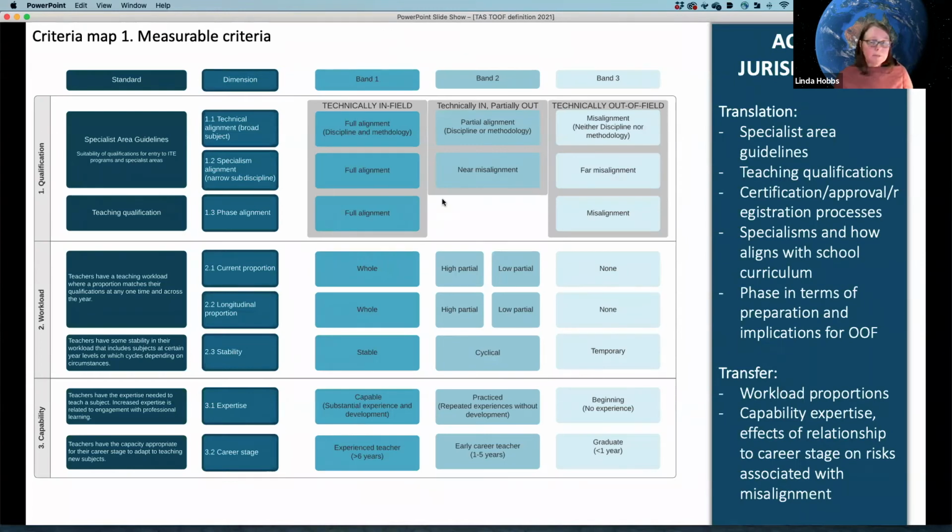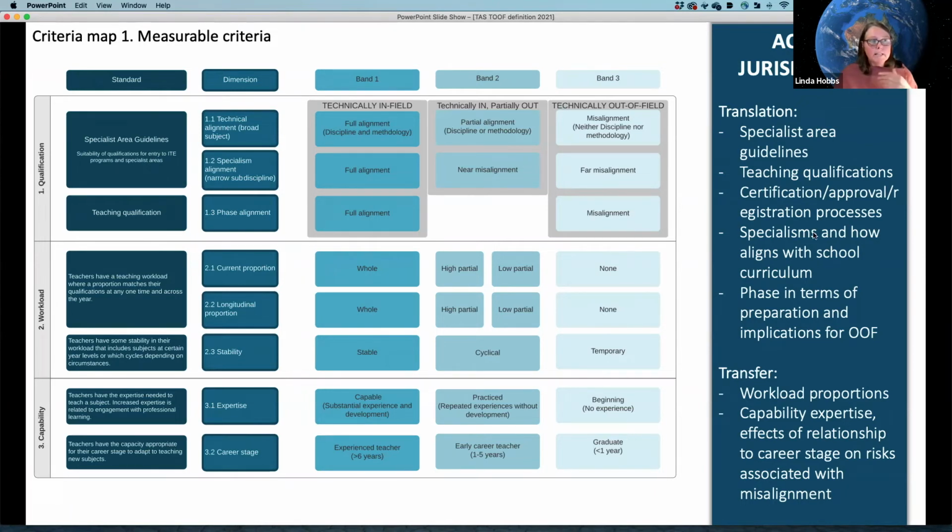So these are all of the measurable criteria. These are the 3 that I showed you before. These are the standards, and these are the various dimensions associated with those that I introduced you to. And then these are the bands. Band 1 meaning most aligned, band 3 meaning least aligned.